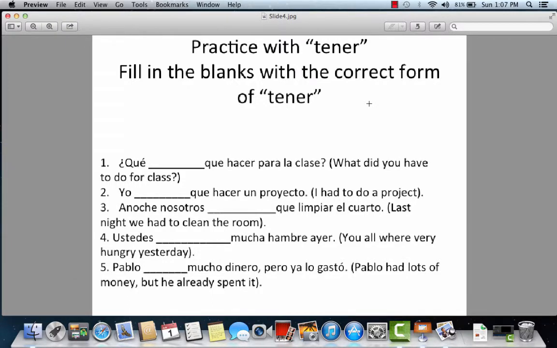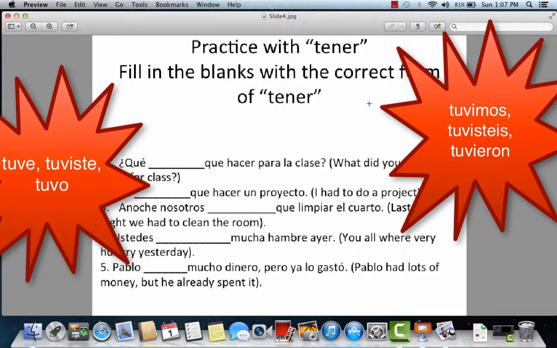Now let's work with tener. Tener is to have, and it goes like this. Tuve, tuviste, tuvo, tuvimos, tuvisteis, tuvieron. Those are the forms of tener.